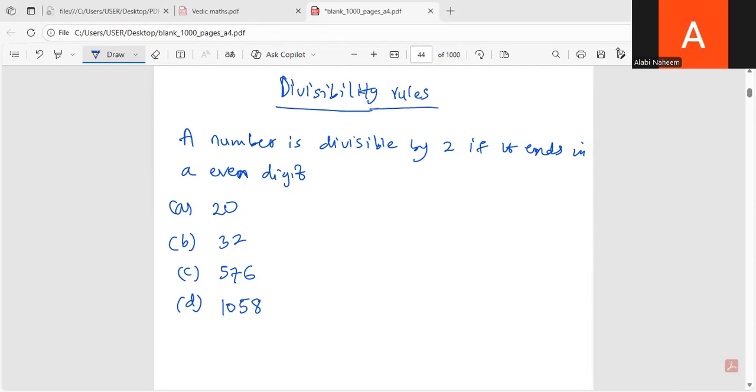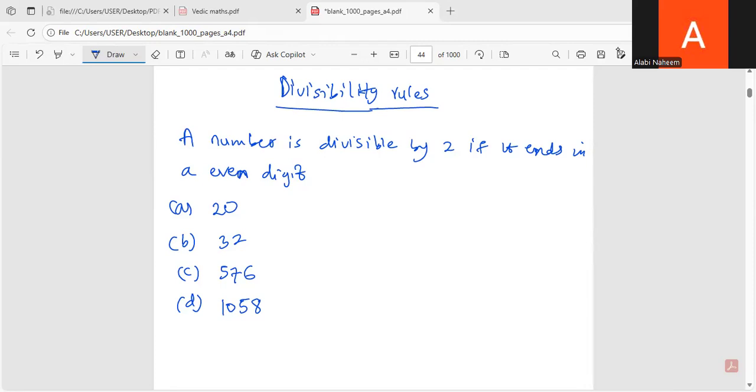So there are some rules that guide us through that. That is, you can decide beforehand whether a number is divisible by 2 or 3 or 4, even before performing the division. We call these rules divisibility rules. There are rules for 2, 3 up to 10.